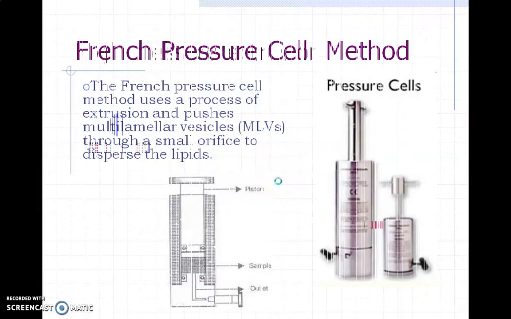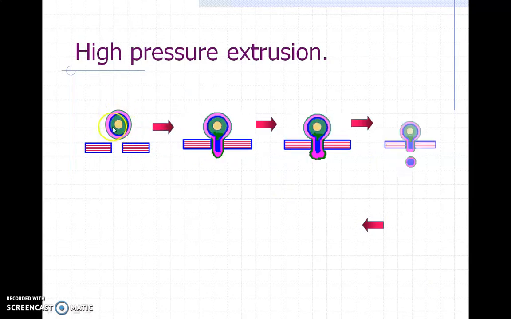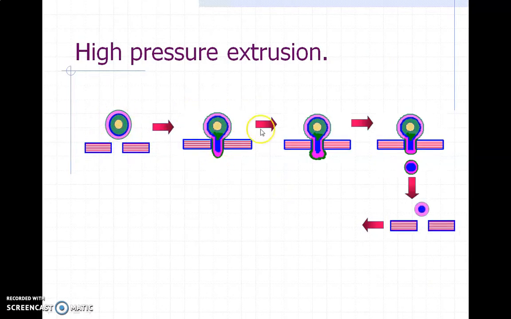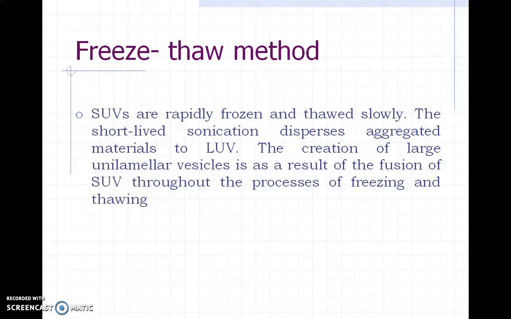So the mechanism of extrusion we can see here. These are the multilamellar vesicle through small orifice. When they are pressed or applied the pressure, they convert into smaller size vesicles and we can get the small unilamellar vesicles. Next method is freeze thaw method.